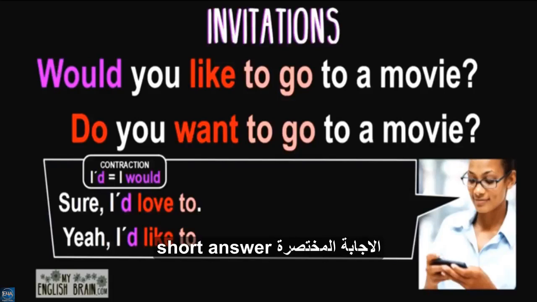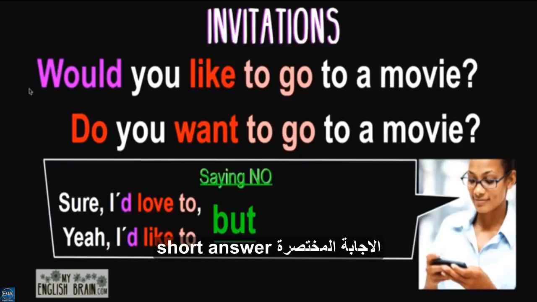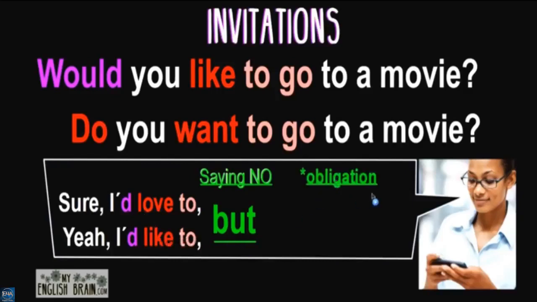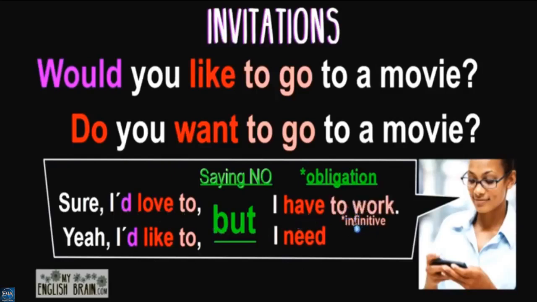Now, when we want to say no to an invitation, to be polite, we use the short form to accept, and then we use the word but to show that we have an obligation and we cannot go with the person. So we say, sure, I'd love to, but I have, or I need, and the infinitive to show the obligation. Sure, I'd love to, but I have to work. Or maybe, yeah, I'd like to, but I need to study. Again, the obligation to study.